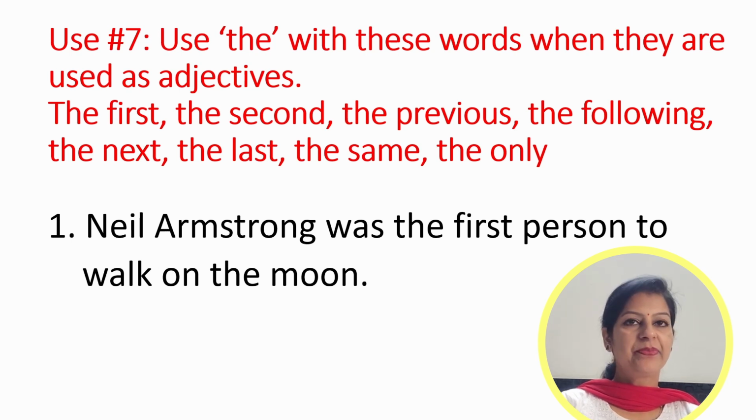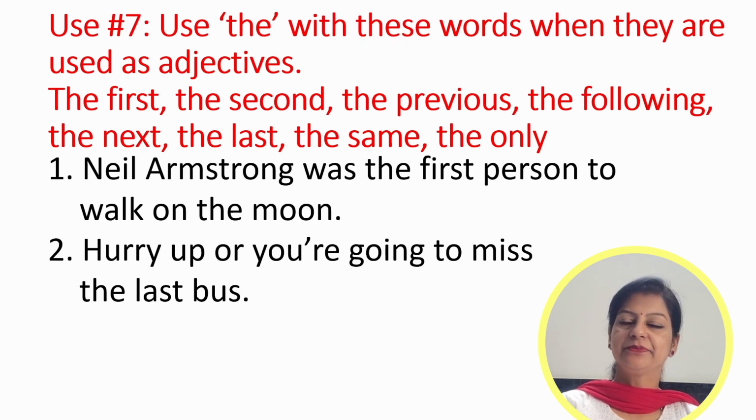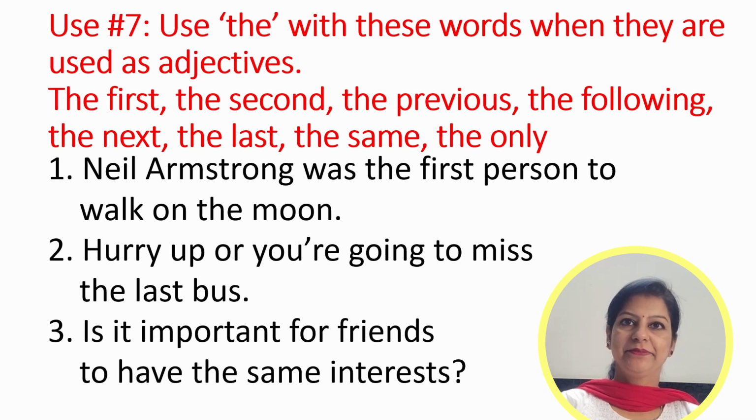Usage 7. Use the with these words when they are used as adjectives. Words like first, last, and same, used as adjectives. We use the to point out something specific. For example, Neil Armstrong was the first person to walk on the moon. The first shows he was number one in this special achievement. Next example, hurry up or you are going to miss the last bus. The last refers to the final bus, the one that comes at the end.